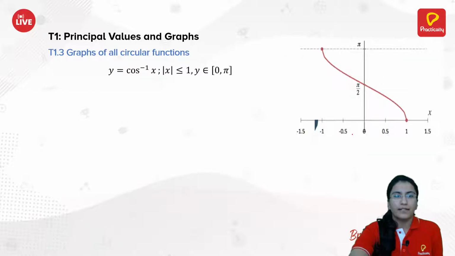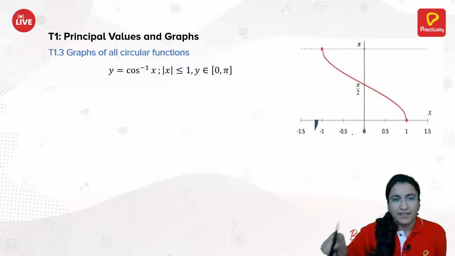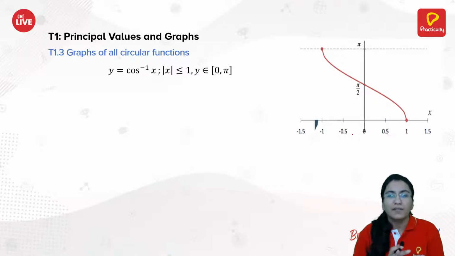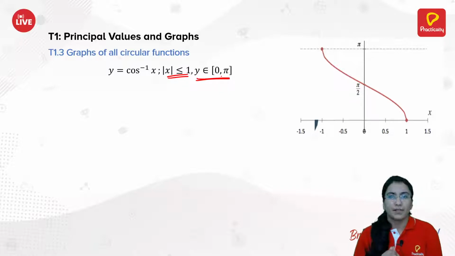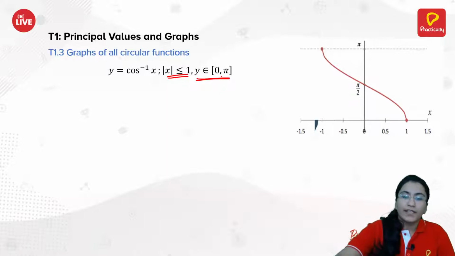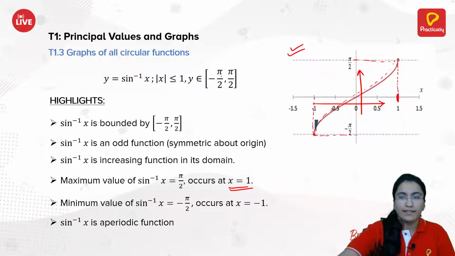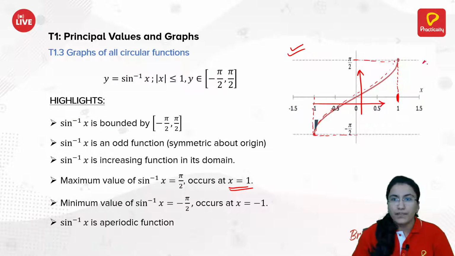The next graph is of cos inverse x. Similar to sine inverse x, cos inverse x has its domain as absolute value of x less than or equal to 1, and its range is from 0 to pi. 0 as well as pi is included, right? So in sine inverse x, you can see the height of the graph.